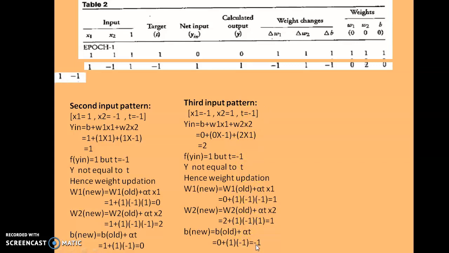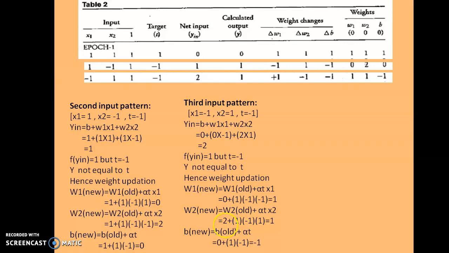We will update the table now. So for the minus 1, 1, the target is minus 1, but we got the 1 as the calculated output because of this net input 2. We have the weight new 1, 1, minus 1. Change of the weight in this portion: this is plus 1, this is minus 1 and this is minus 1.